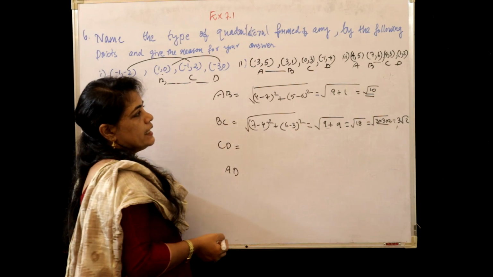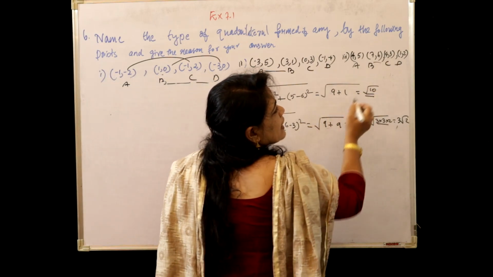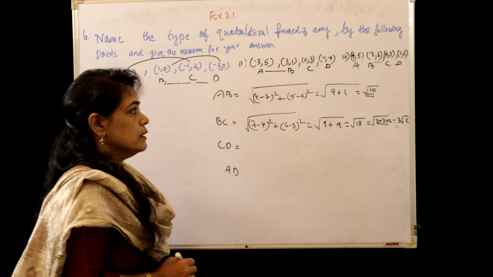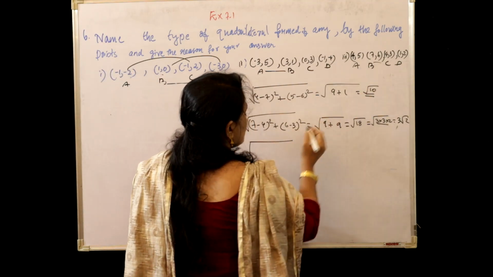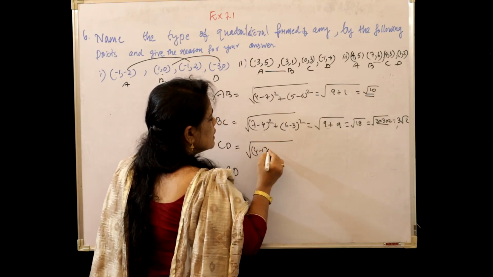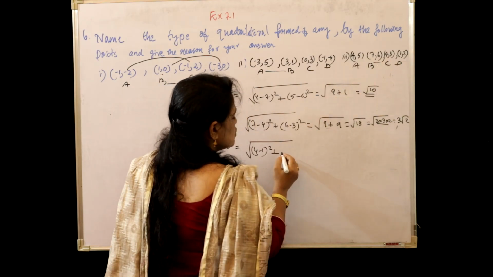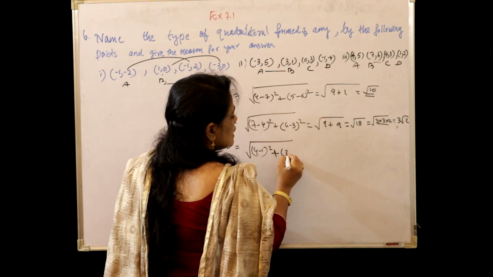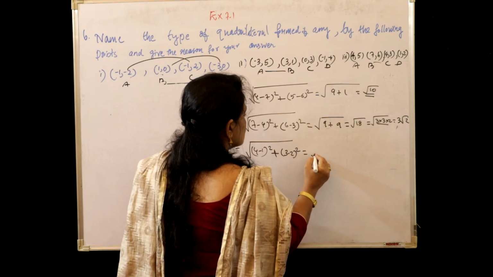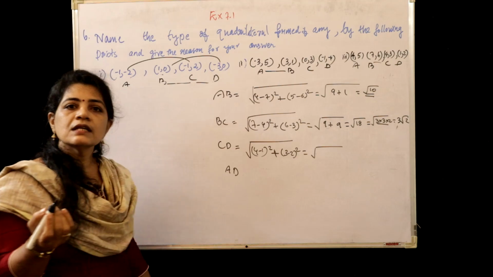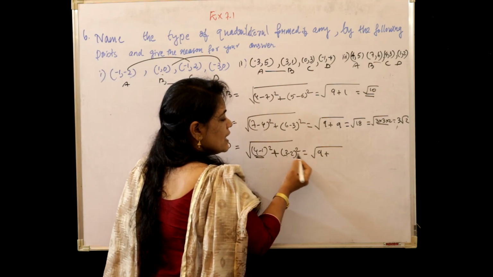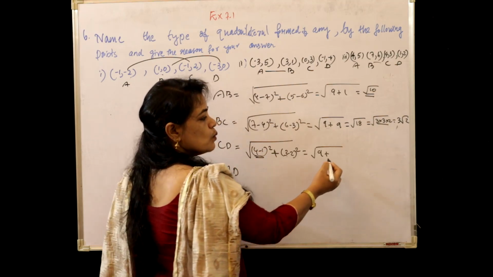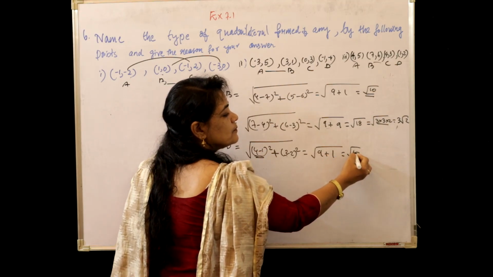Okay. Now CD. CD is 4, 3 and 1, 2 as the vertices. Okay. So x1 minus x2, (4 minus 1) whole square plus y1 minus y2, (3 minus 2) whole square, that is 4 minus 1 is 3, 3 square is 9. Okay. 9 plus 3 minus 2 is 1, 1 square is 1, that is root 10.